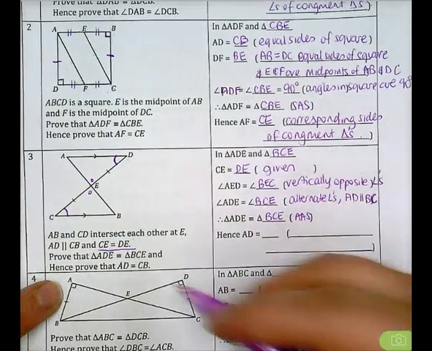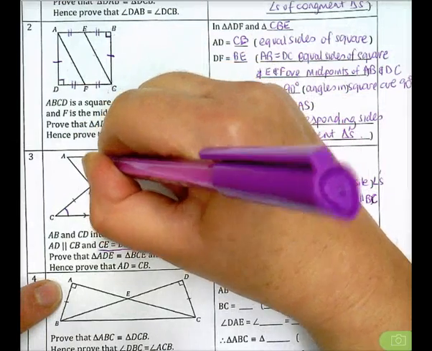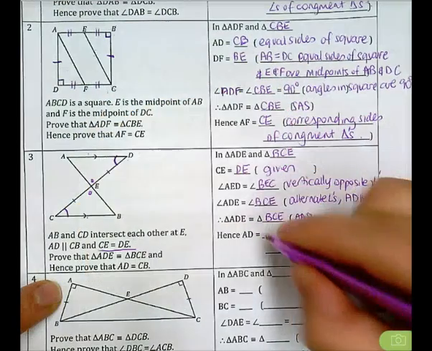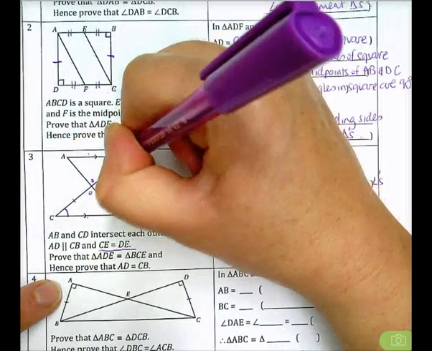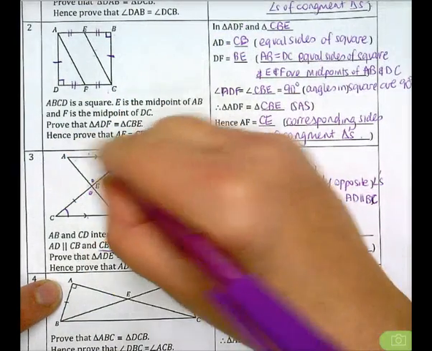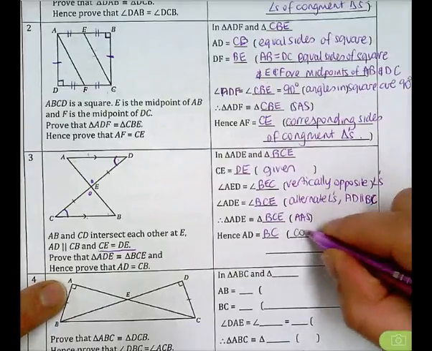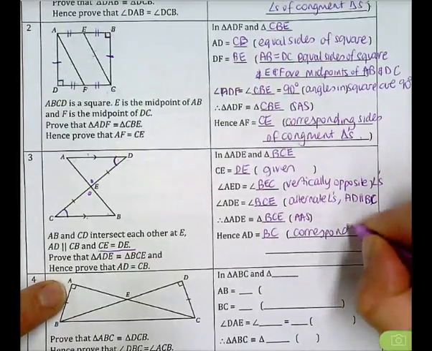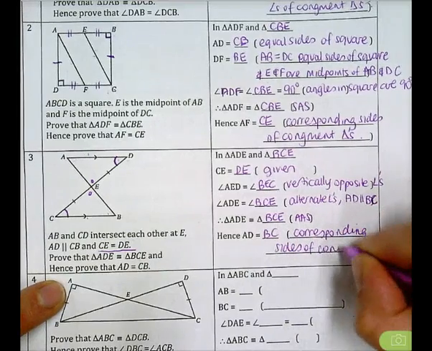And now we can say hence AD, which is this side opposite the dot, is equal to this side opposite the dot. And it also goes from dot to arc, so that is equal to BC, blank to arc. So AD equals BC, reason: corresponding sides of congruent triangles.